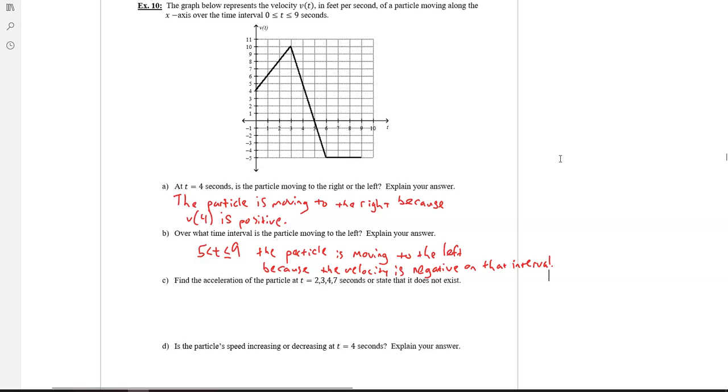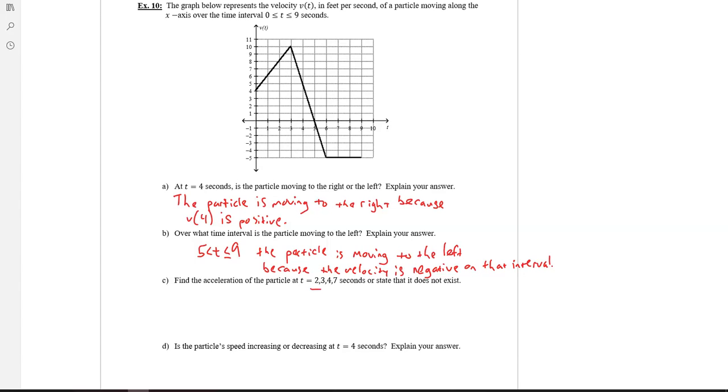Find the acceleration of the particle. How does the acceleration relate to the velocity again? We have the velocity. How does the acceleration relate to the velocity? It is the what of the velocity? Derivative. That's right, Sam. So we're going to find the derivative of the velocity at these 4 times.